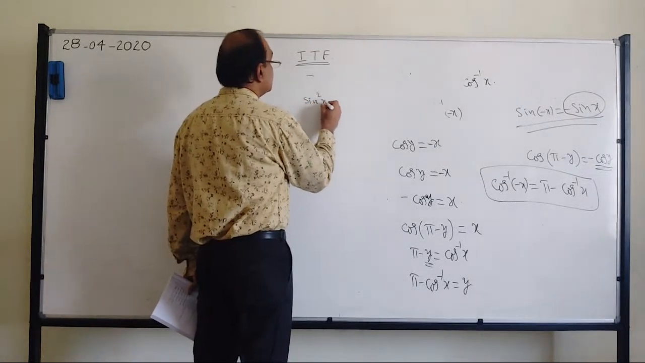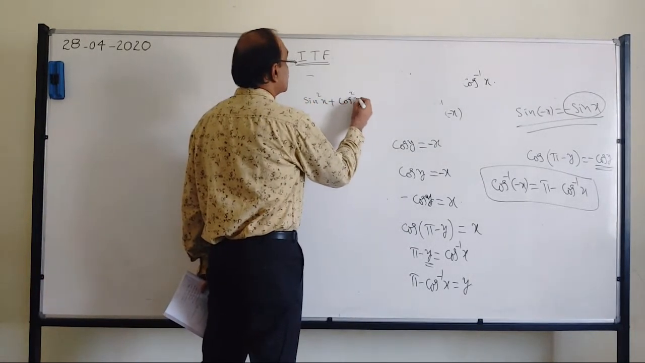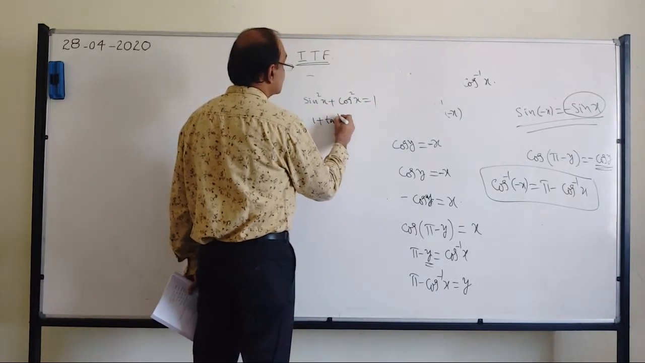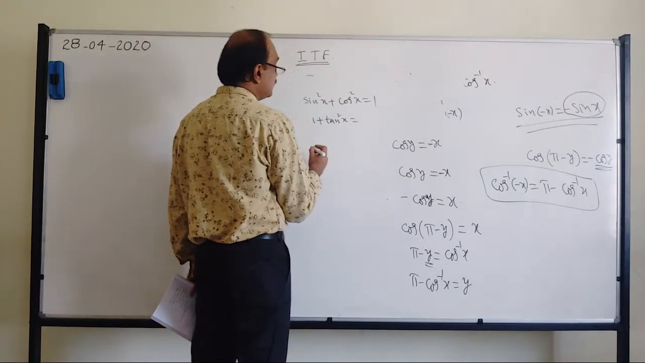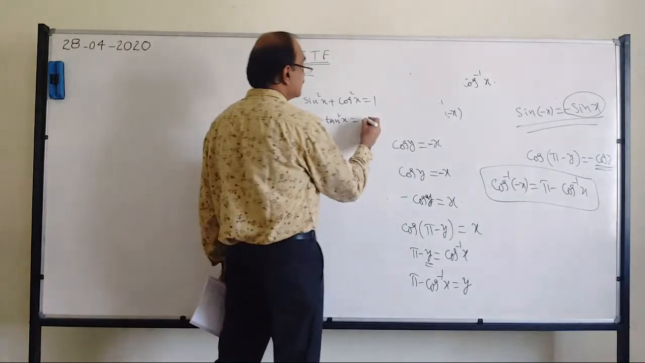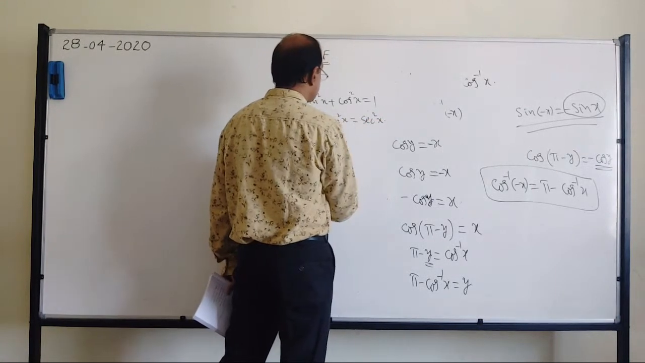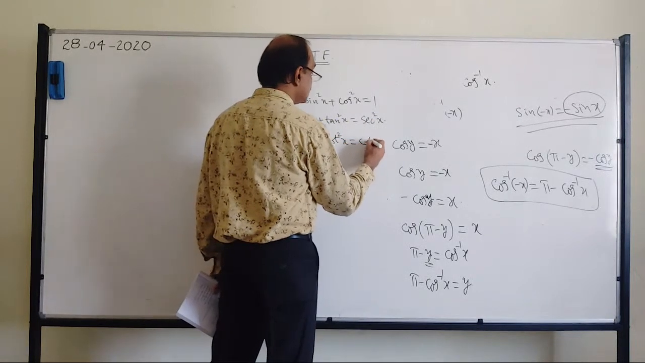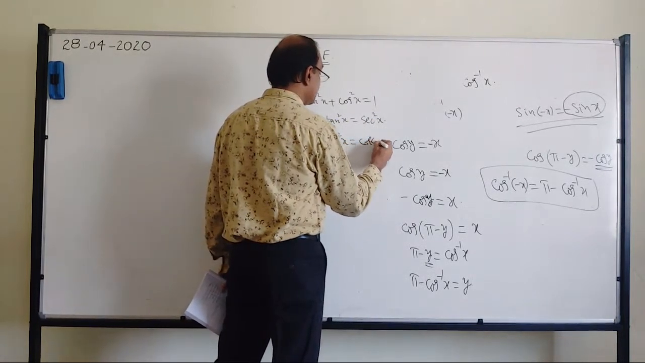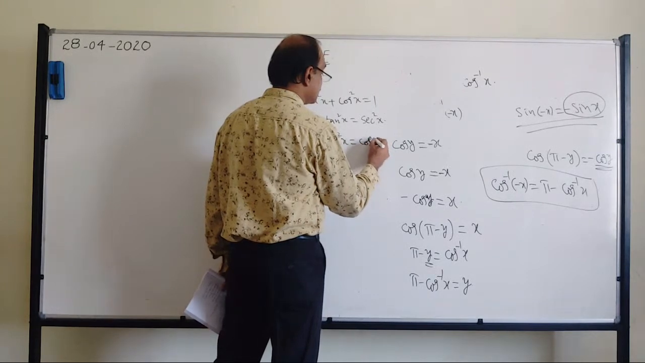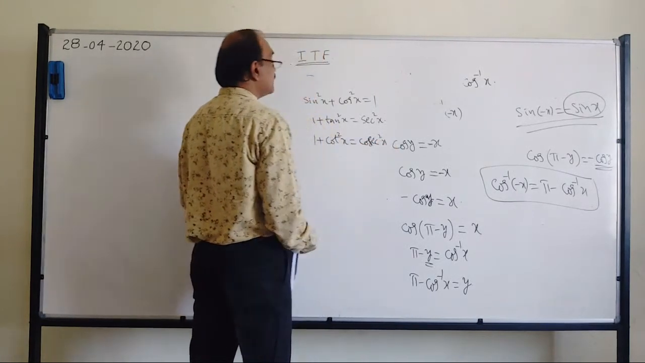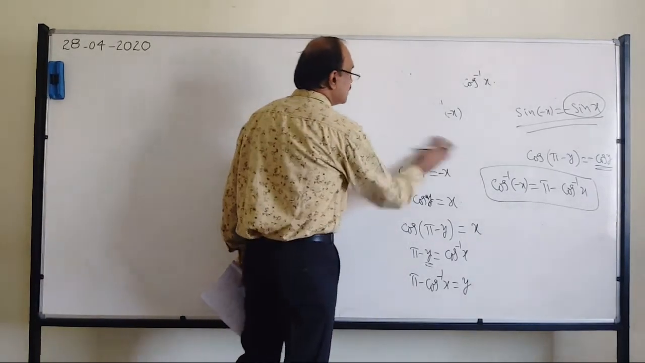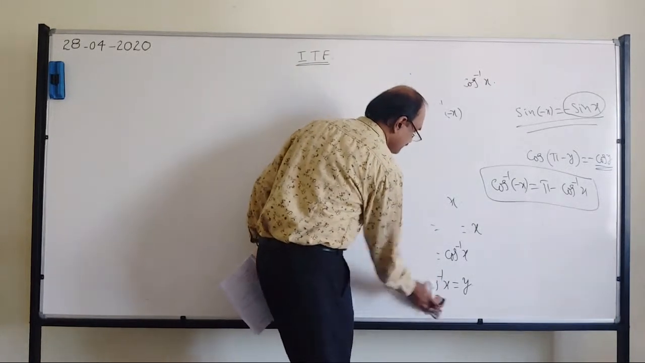Sin square x plus cos square x is equal to 1. And then 1 plus tan square x is equal to, what do you get? Secant square x. 1 plus cot square x is equal to cosec square x. We have these three properties now, you remember? Similarly, here also you will get some three important properties.